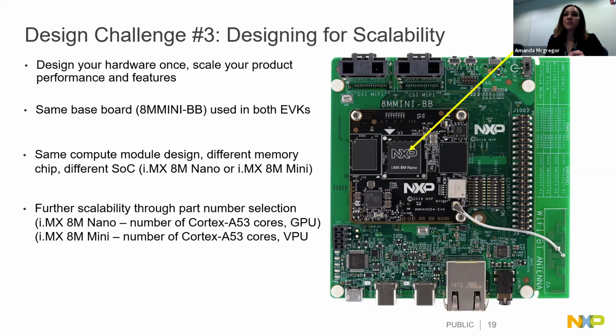And then even further scalability can be achieved through different SKUs that we have in the product portfolio. So we have quad core, dual core, single core. For the 8M Nano, we have versions with and without the GPU enabled. So if you're doing a headless application, you can order a product version that does not have the GPU enabled for a slightly lower price. And with the 8M Mini, we have a similar approach with and without the video accelerator as well.